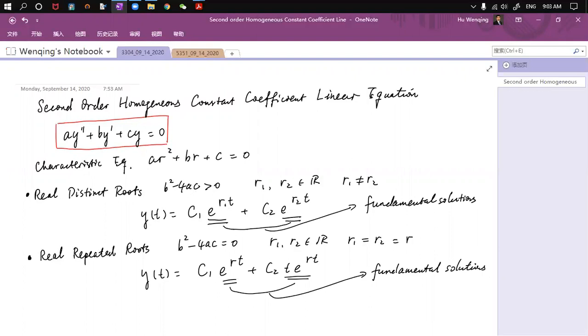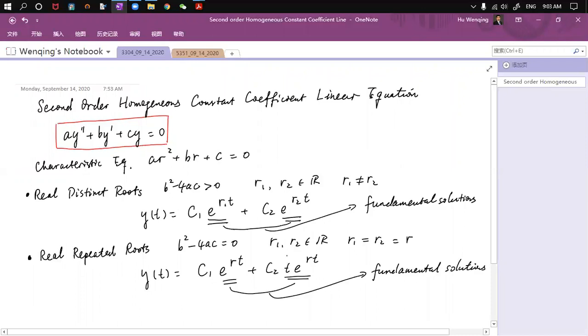What about the real repeated root case? Repeated root means that b squared minus 4ac is exactly equal to 0, so the two roots, r1 and r2, are real but they are the same. They are equal to r. In that case, the solution is c1 e^(rt) plus c2 e^(rt), but you must multiply the second by t. That's what we call the golden principle.